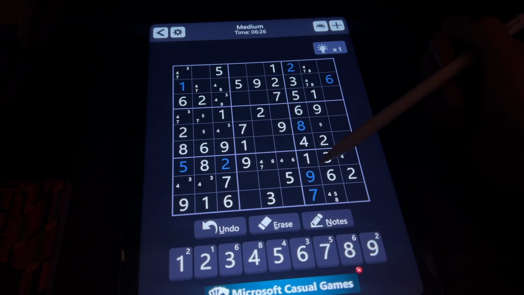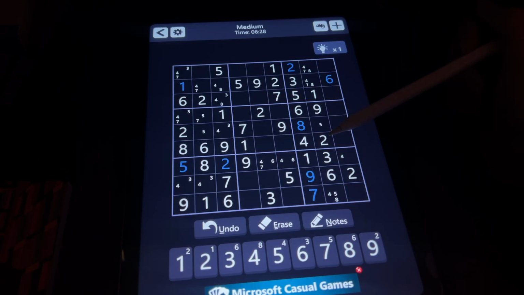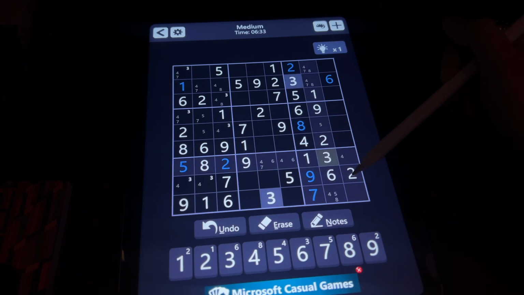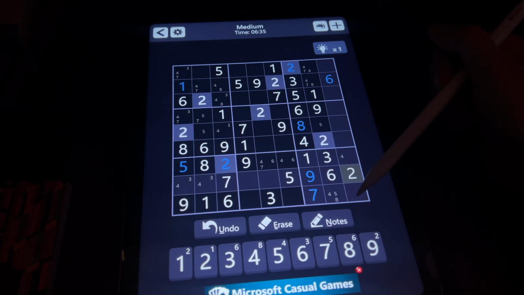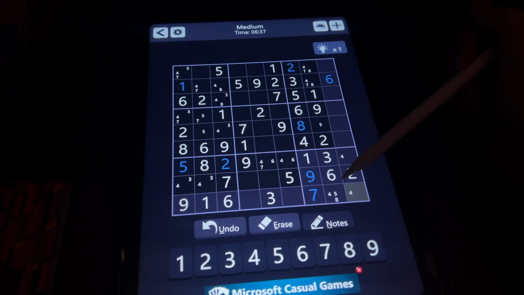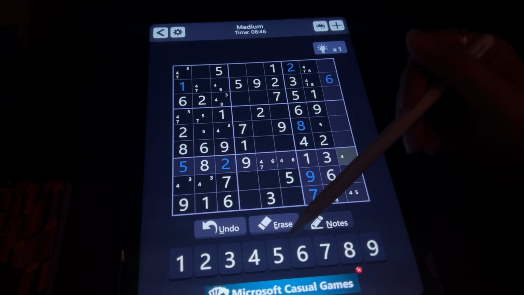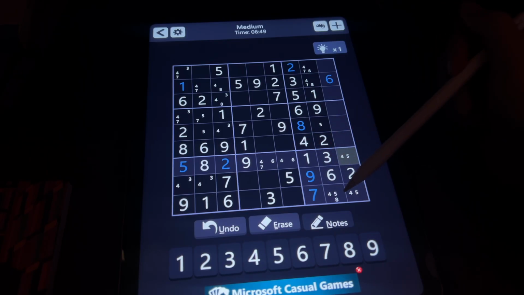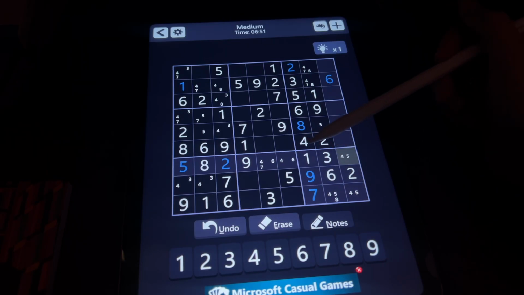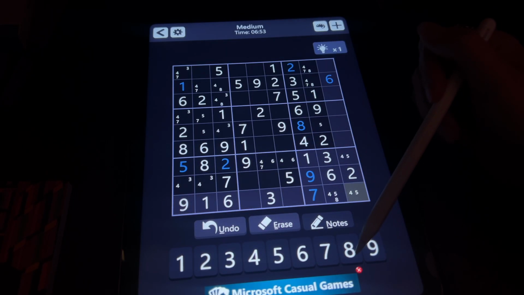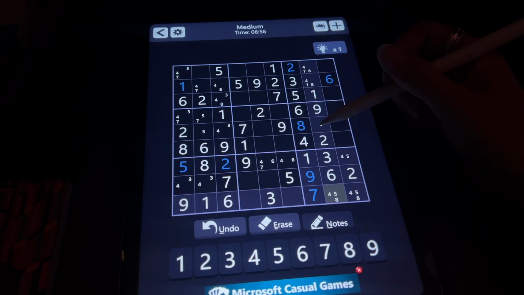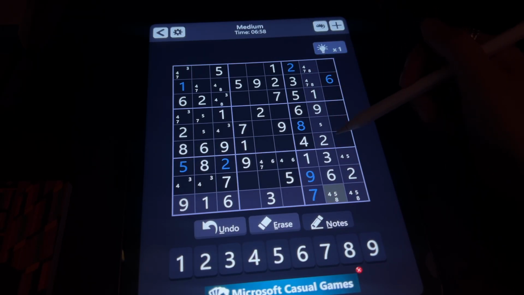Well, we know that 3. Okay, 1, 2, 3, 4 can go there or there or there. 5. We need a 5 in here. Can't go there. Still can go here or here. And we need an 8. The 8 can't go there though. Can only go there or there. Okay.